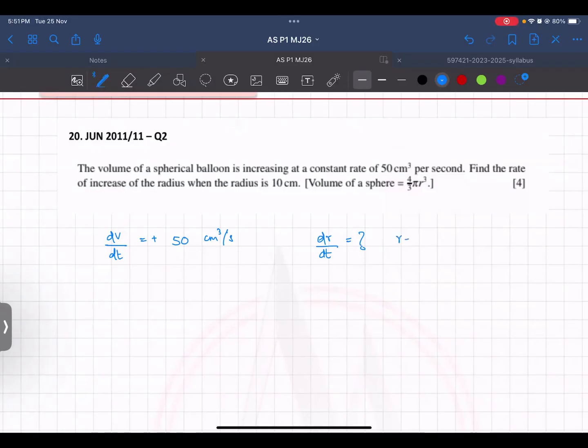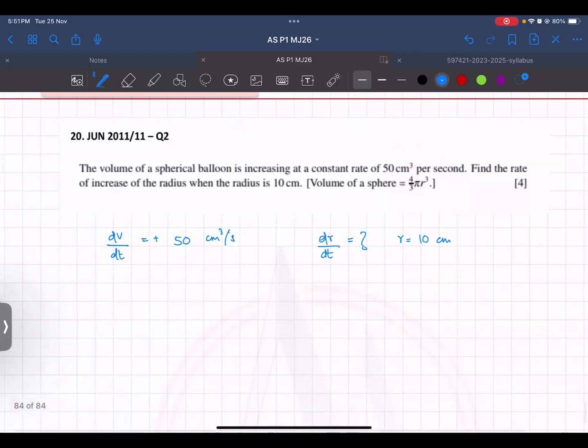So they're asking you to find dr by dt when the radius is 10 centimeter, and the relationship between the volume of the sphere and the radius is V equals 4 upon 3 pi r cube. Whenever you have a rate of something increasing per second, you would have to use the rates of change formula. So dV upon dt is equal to dV divided by dr, times dr upon dt.